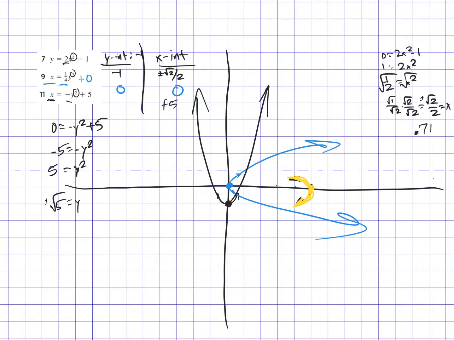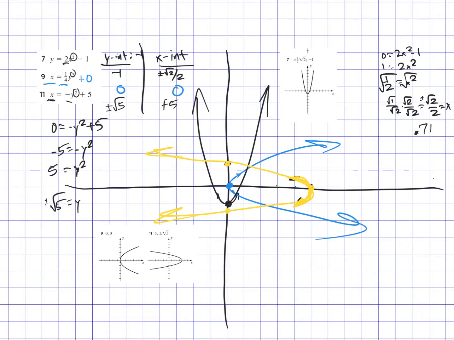So that is going to be 2.2. So plus or minus the square root of 5, which is 2.2. So at that, let me do yellow here. 2.2 and negative 2.2. So that is what that would look like, and those are your answers. And those are your answers for 7, 9, and 11.